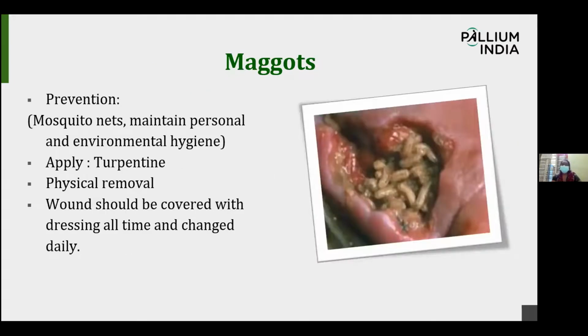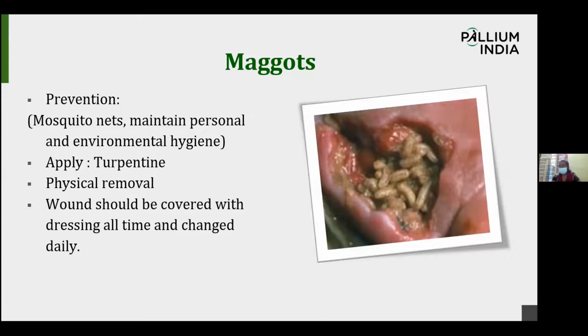Coming to the maggots part. Always try to prevent maggots, as one of you mentioned, they come from flies. So whenever we see this type of patient, you have to give proper education to the patient and the family about covering the wound. They can use mosquito nets and so on.